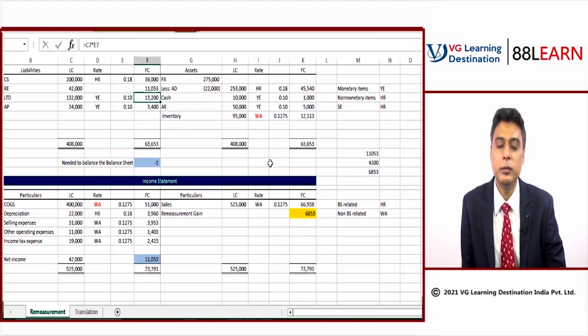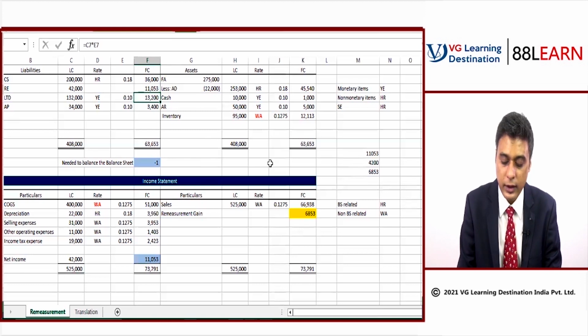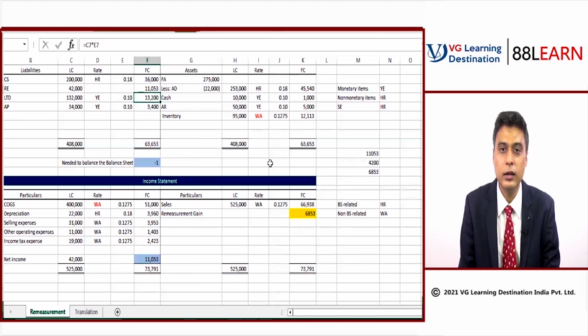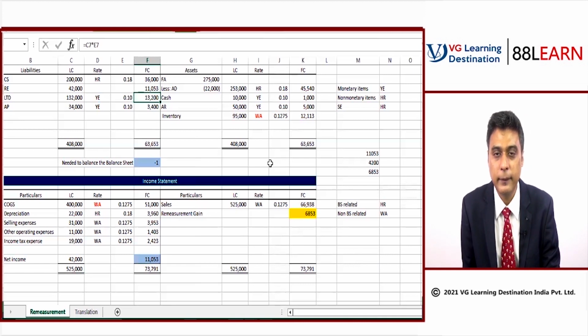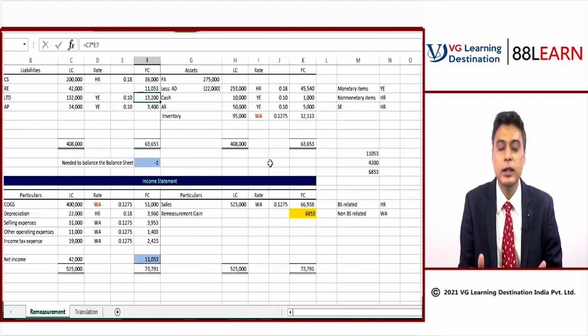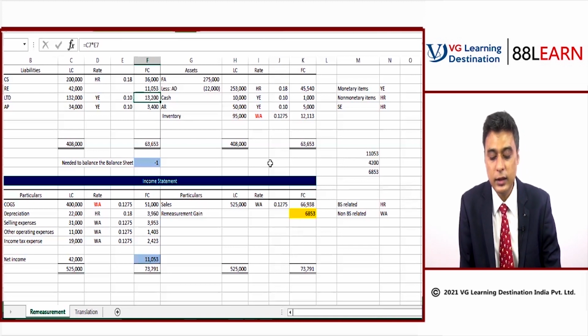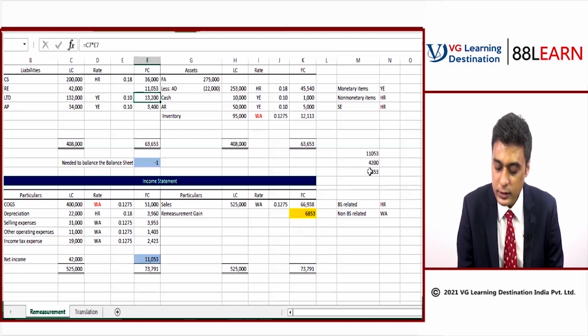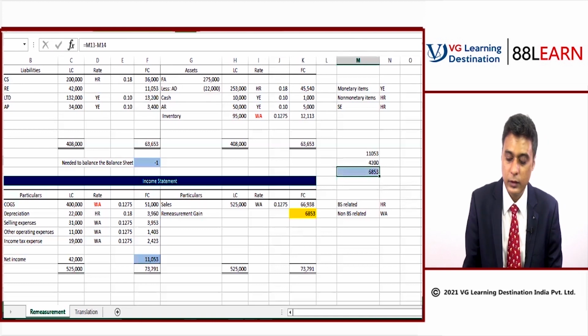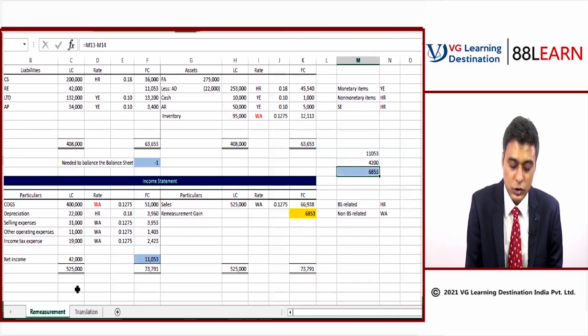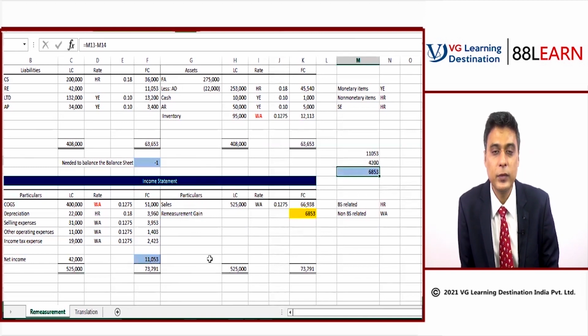Number two, we converted the balance sheet items based on the remeasurement method rules, like monetary items we converted at year-end rate, non-monetary items we converted at historical rate, stockholders' equity we converted at historical rate, right? Then we went to the income statement, we converted the income statement items, then we got the net income. When we saw that the net income is 4,200, whereas we need 11,053, that means we need 6,853 extra, right? So we booked a remeasurement gain of 6,853 so that our net income becomes 11,053 and our balance sheet tallies, right?